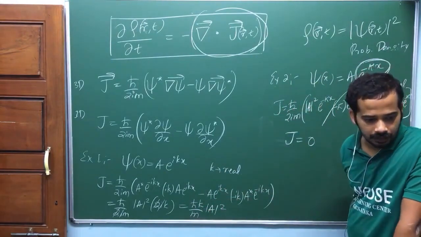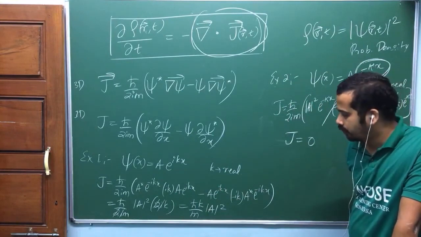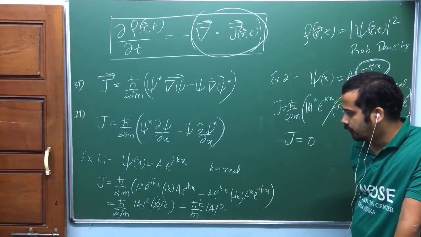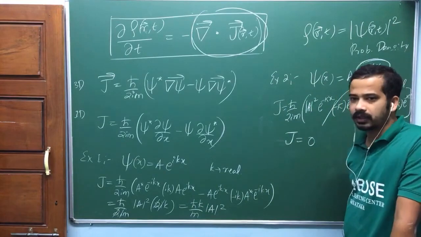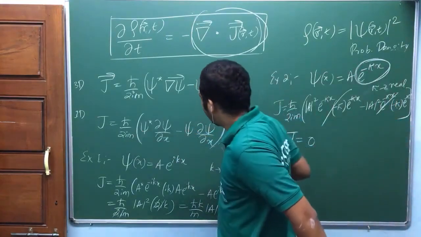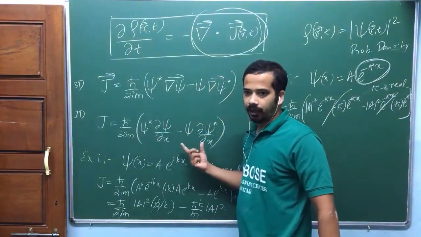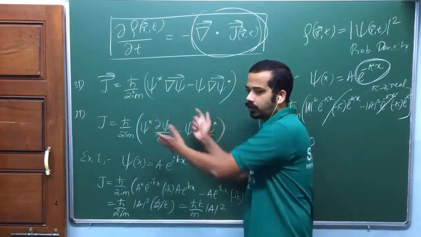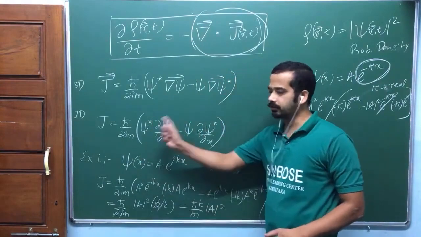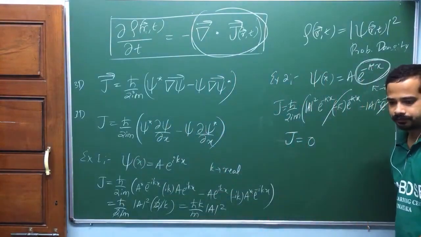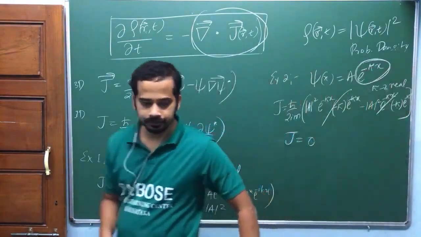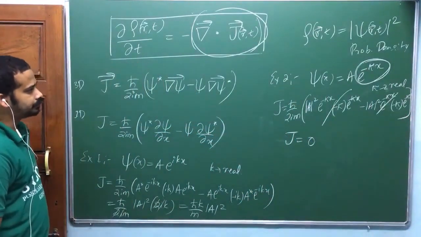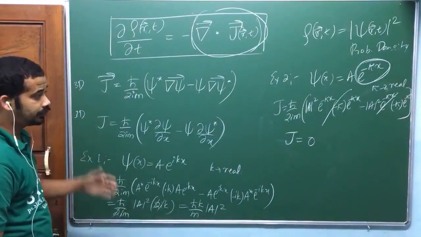Sir, if function has no imaginary term, you can also say current density is 0. Yeah, you can say like that. Suppose this term doesn't contain any imaginary part. This term has imaginary part. If suppose this term exists, the total will be imaginary. That cannot happen. That's why it is 0. You can argue like that. So sir, for every real wave function, the probability current density is 0.